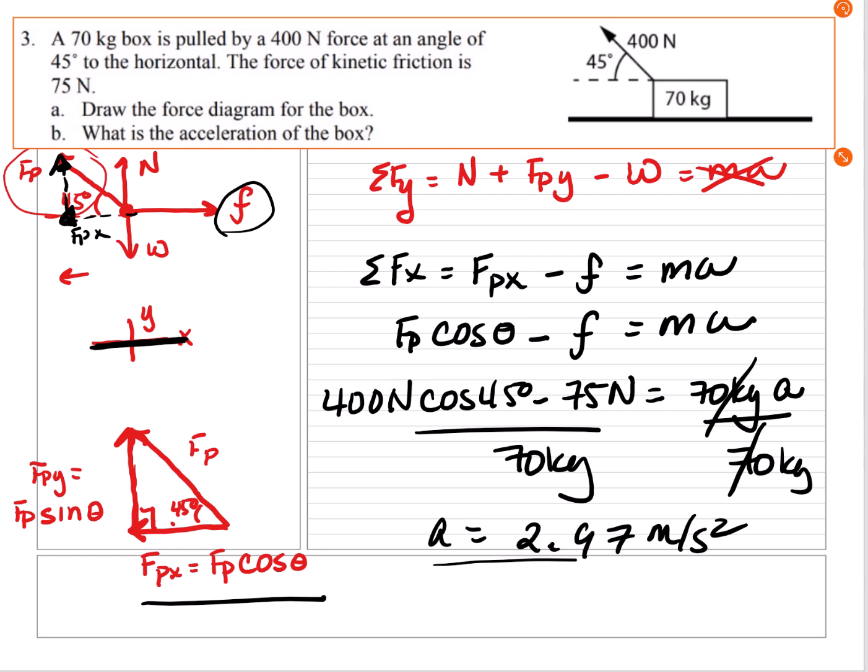Since the acceleration came out positive, this tells us that the object is moving in the direction that is given. So since the pull is to the left, acceleration came out positive, it is moving to the left. If I solve this acceleration and it came out negative, it's actually slowing down.